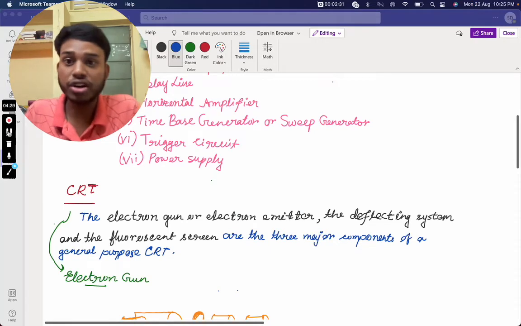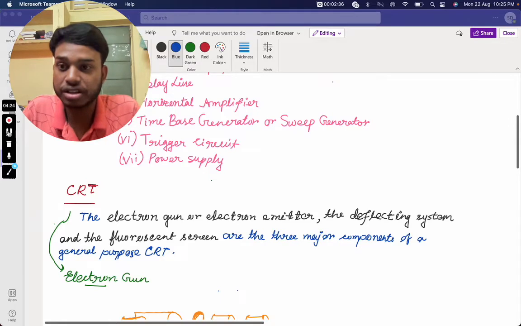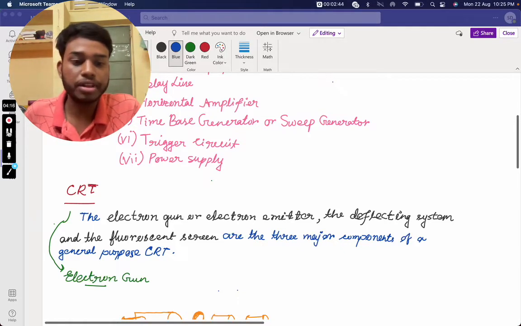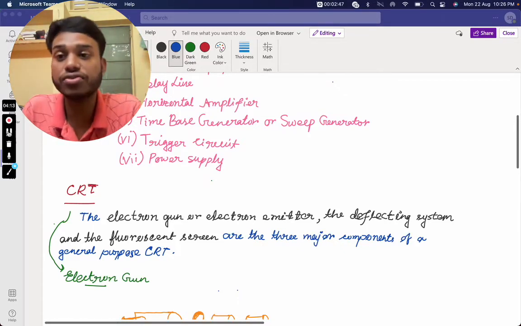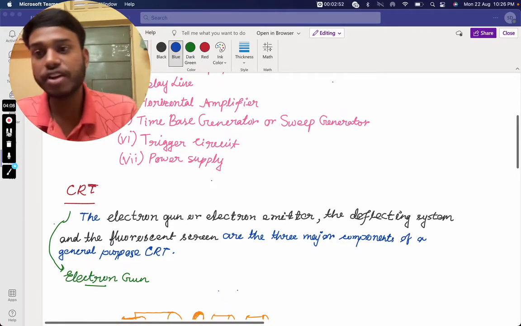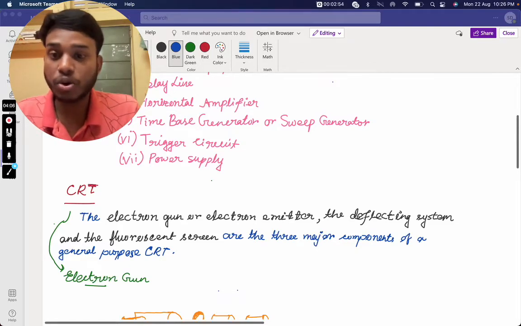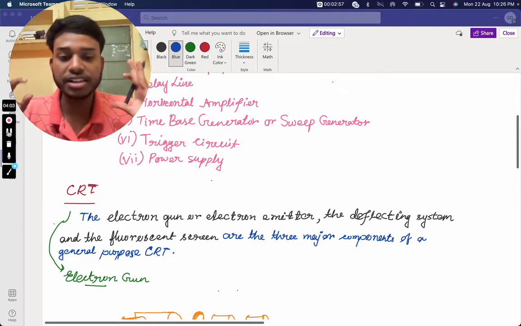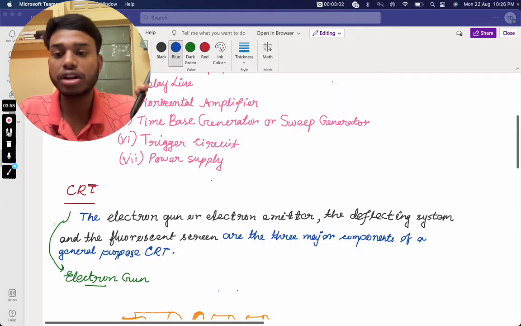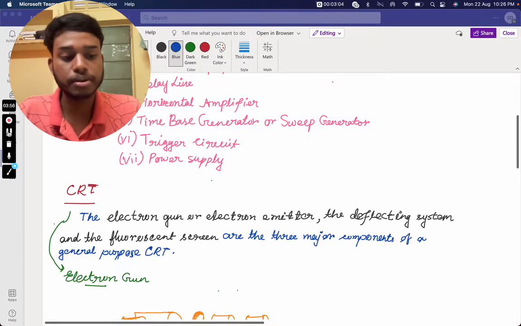Let us now start with the details of each component. So let's start with the CRT. What is a CRT? The full form of CRT is cathode ray tube. It's called the heart of the CRO. It basically consists of a highly evacuated glass tube, which is narrow at one end and wider at the other end. The main parts of the CRT are the electron gun, the system of deflecting plates, and the other components also.